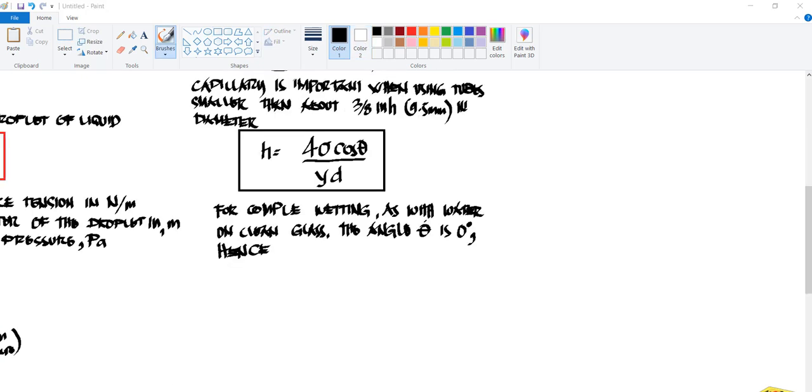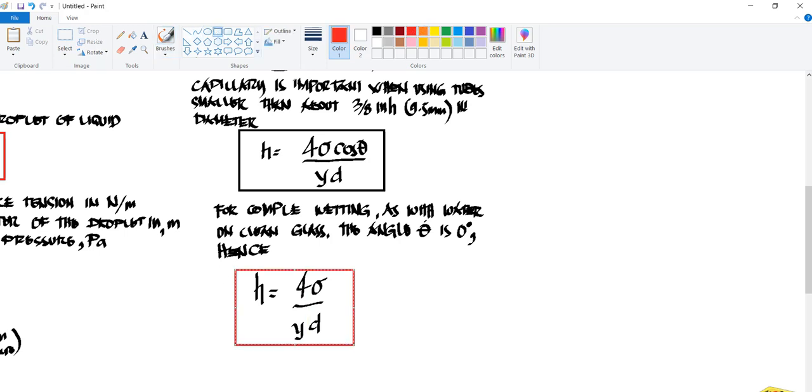Now, for complete wetting, as with water on clean glass, the angle theta becomes 0. So, complete wetting. Now, what will be the h? We can formulate your h. That will be 4 times sigma, times cosine theta, which will be 0 already, divided by your specific weight, then times the diameter. So, that is for complete wetting.